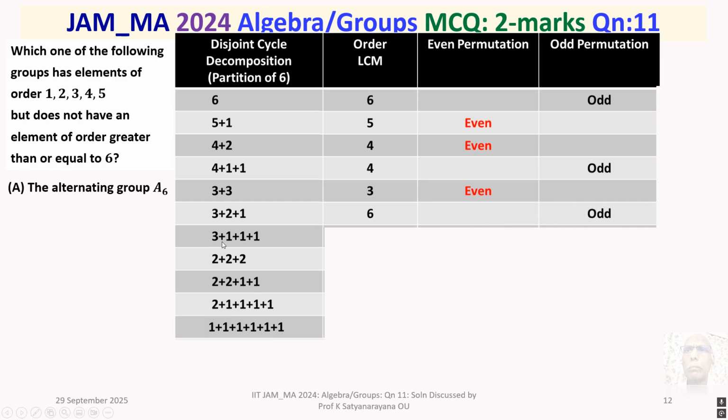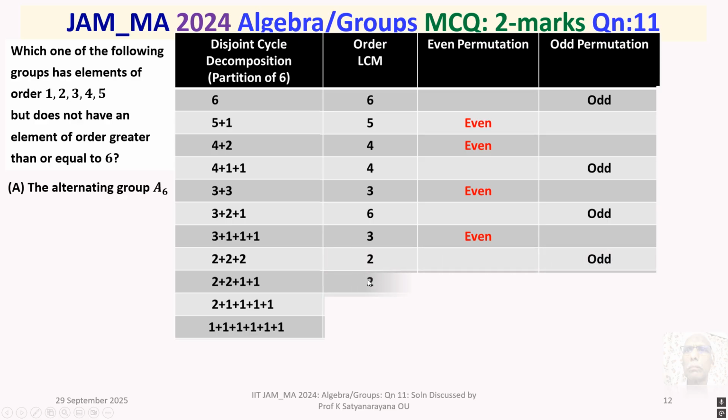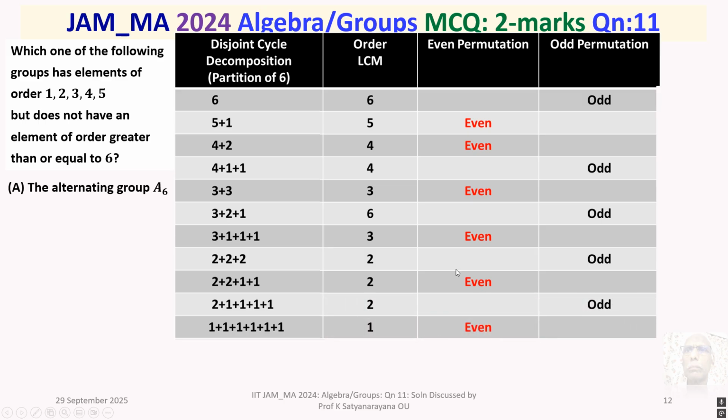3 plus 1 plus 1 plus 1 is a cycle of odd length. Therefore, it's an even permutation. The LCM is 3. The next, 2 plus 2 plus 2, is odd. 2 plus 2 plus 1 plus 1 is even. 2 plus 1 plus 1 plus 1 plus 1 is odd. And the identity is even. Right. The even ones we have picked up.